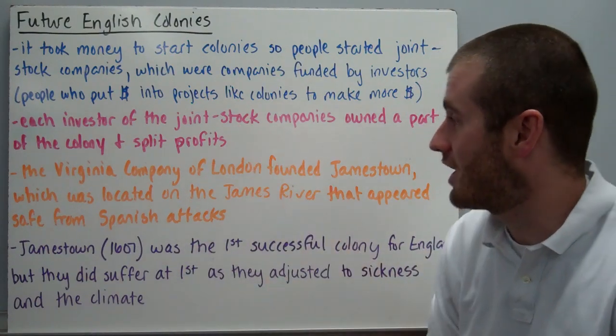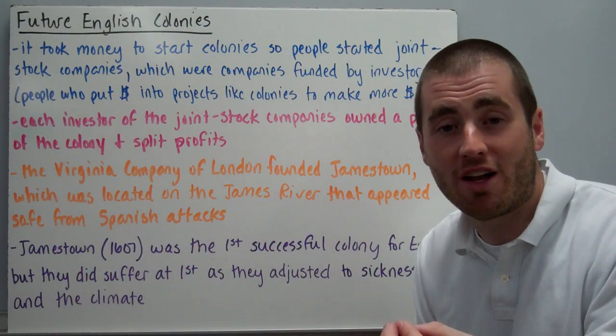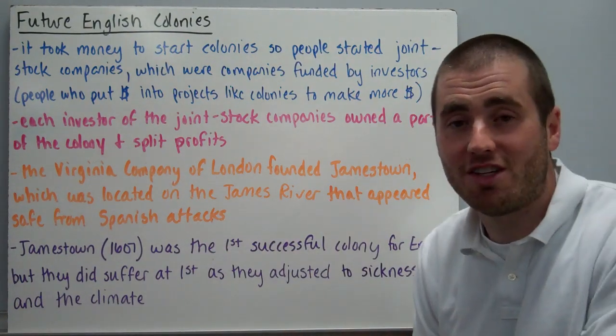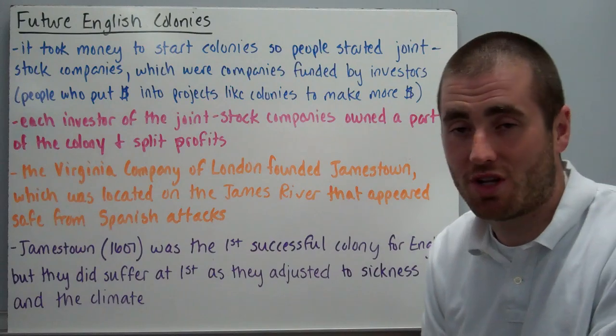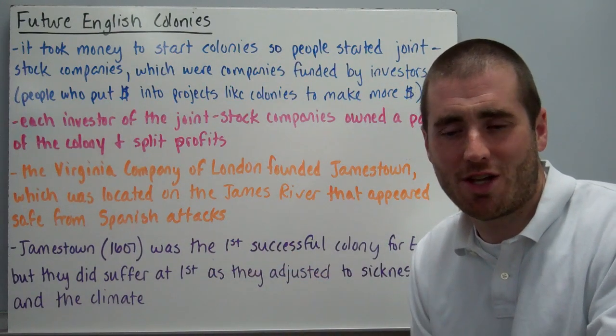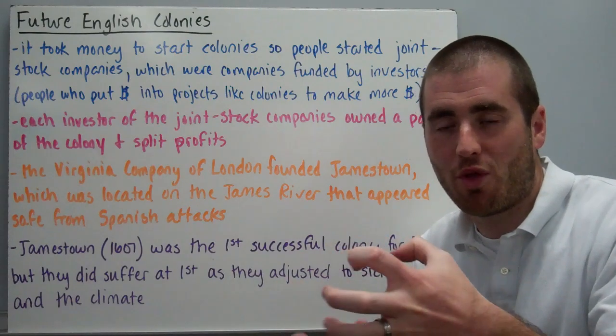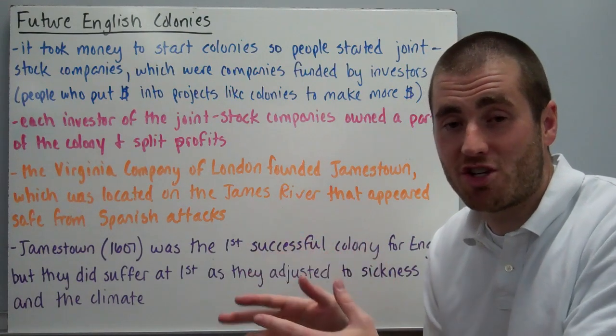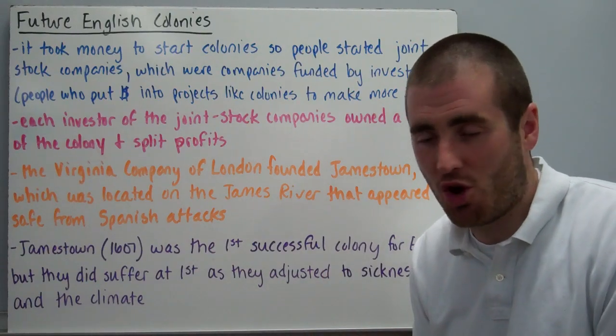So each investor, joint stock company, owned a part of every colony they started, and they shared the profits that came back out. So the Virginia Company of London founded Jamestown, a colony located off the James River, and it was located there because they were afraid that the Spanish would attack them, so they hid far enough inland where the Spanish couldn't see them, but they were still on the river. They could get out to the ocean if they needed to.